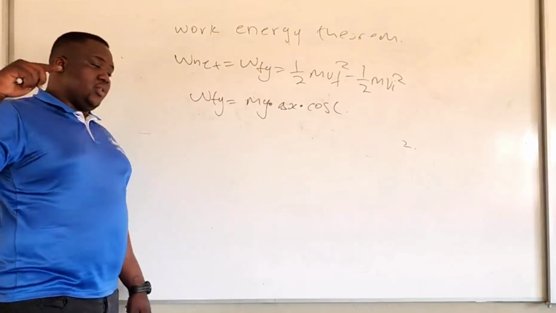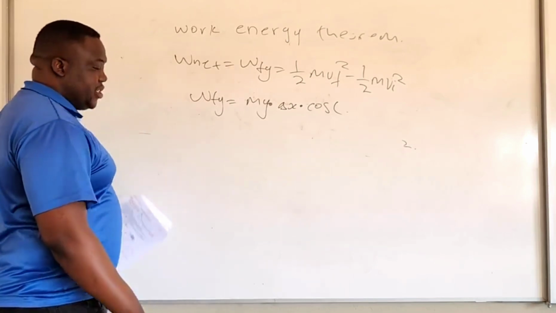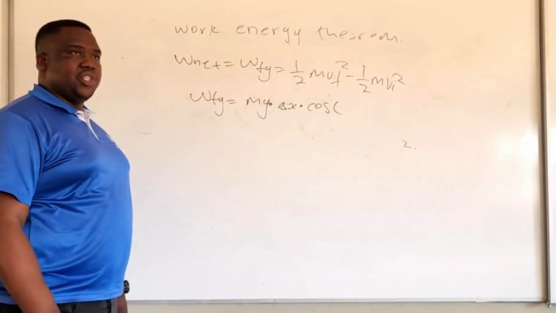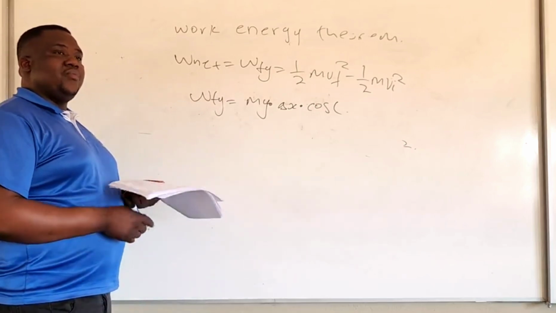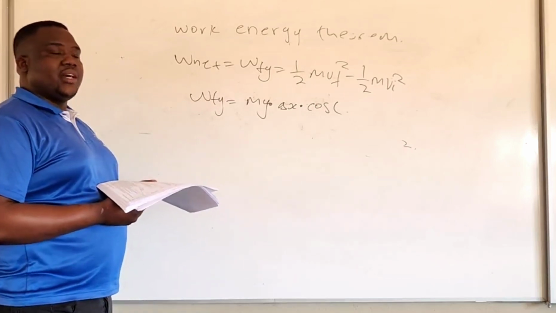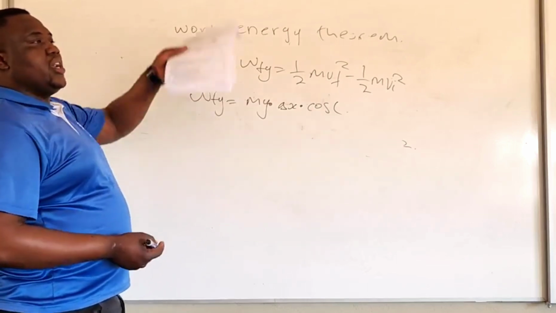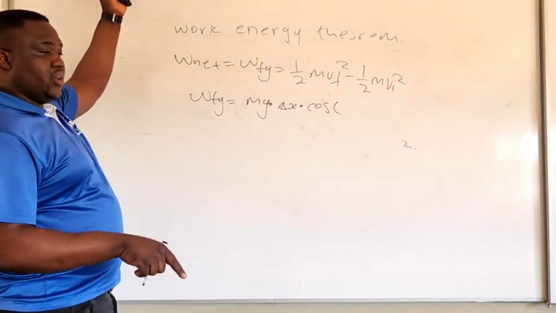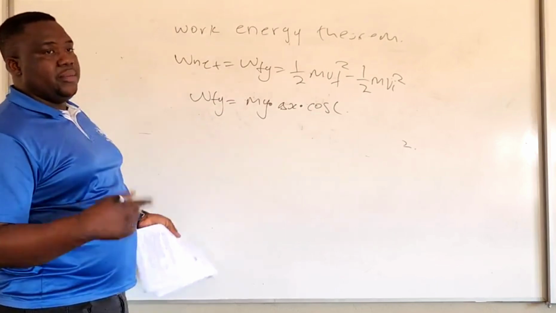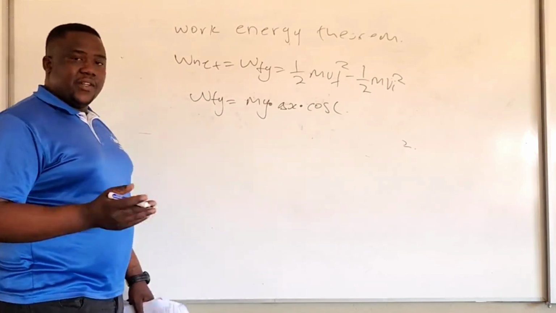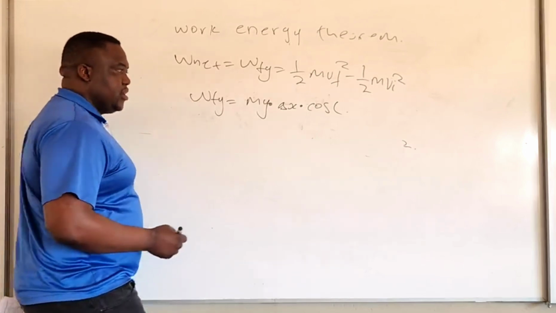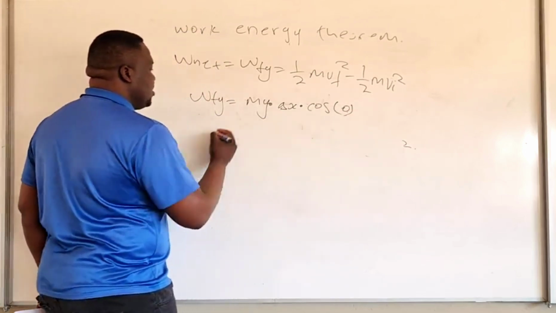When the object is going down and the force is going down, positive work is being done. It means we're going to use theta as 0. When the object is going up and the force is going down, there is negative work, so we're going to use 180. Since the object is going down, and gravitational force is always down, there is positive work. It means we're going to have 0.